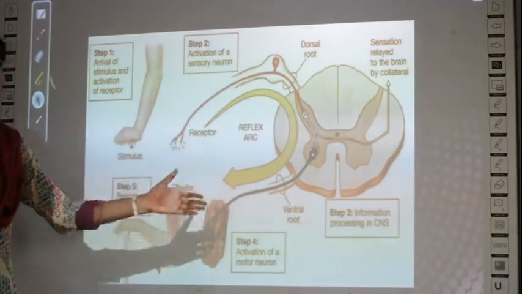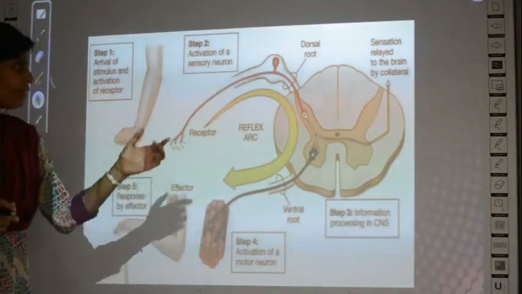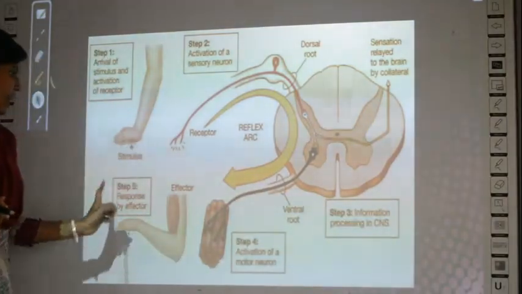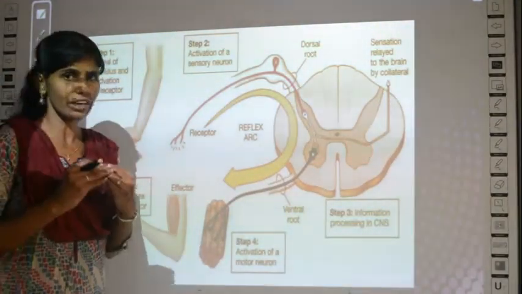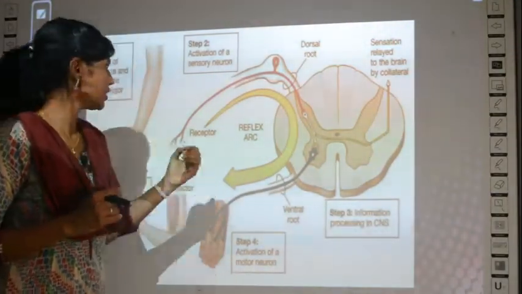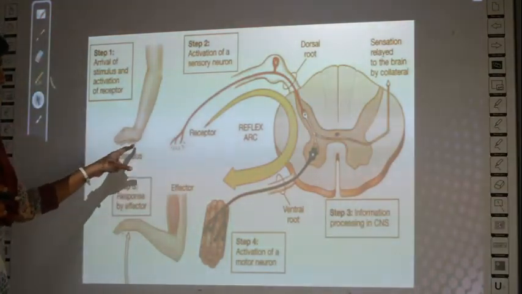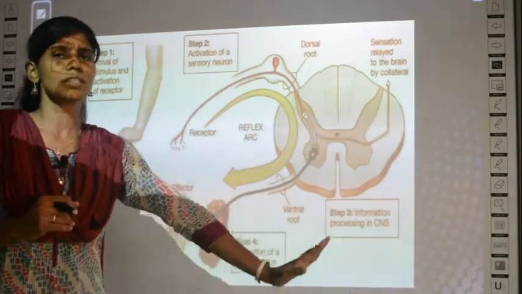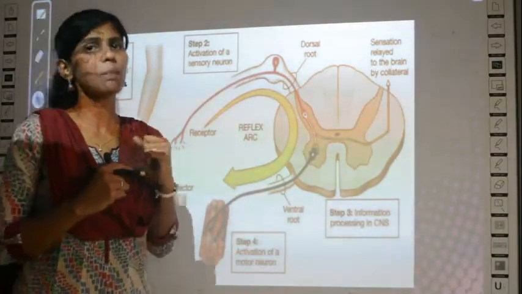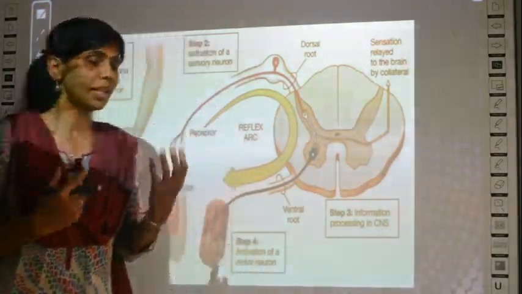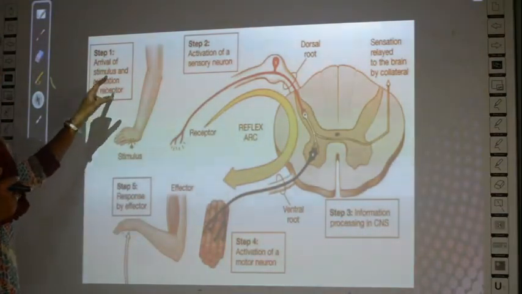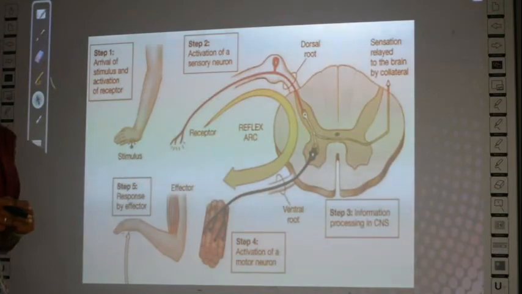This is the chart of a reflex action. There are 5 steps, 1, 2, 3, 4 and 5. 5 steps in the process of reflex action. Okay. Here it starts with a pin. There is a pin and a person accidentally touches the pin. What will happen? The pin will prick him, right? So now the first step is arrival of stimulus and activation of receptors.